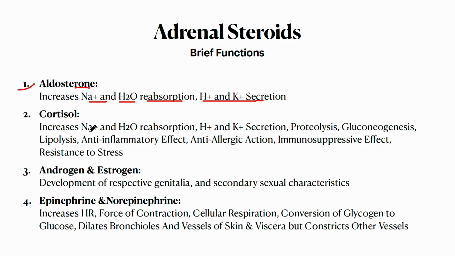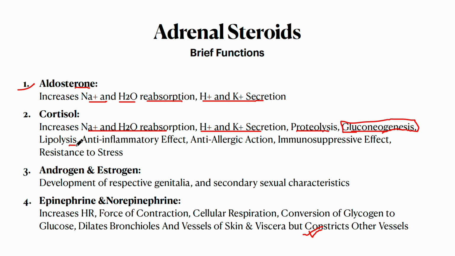And cortisol, it increases Na+ and H2O reabsorption, H+ and K+ secretion, proteolysis, and also it will increase gluconeogenesis. So in Cushing's disease, that is increased cortisol secretion, gluconeogenesis is maximum, that causes adrenal diabetes. We'll talk about these diseases like Conn syndrome, primary hyperaldosteronism or secondary hyperaldosteronism, and Cushing's disease, Addison's disease, pheochromocytoma, and how the tests are done, like dexamethasone suppression test. We'll talk about them in a separate video. We are focusing on congenital adrenal hyperplasia now.